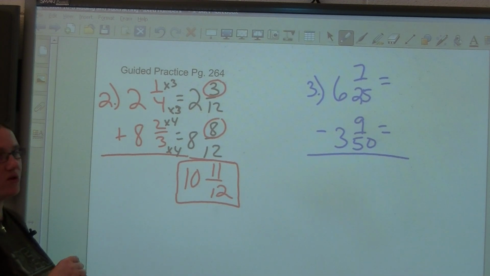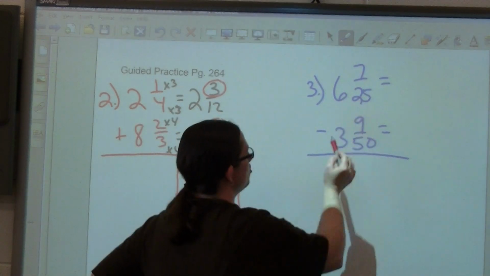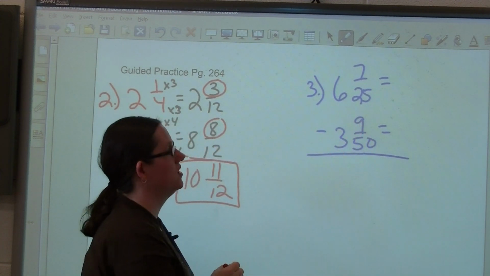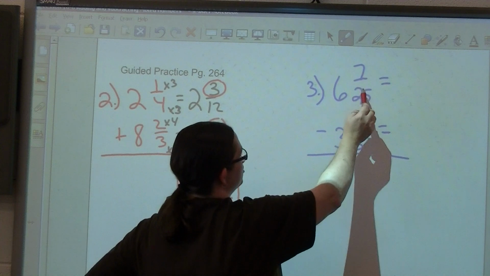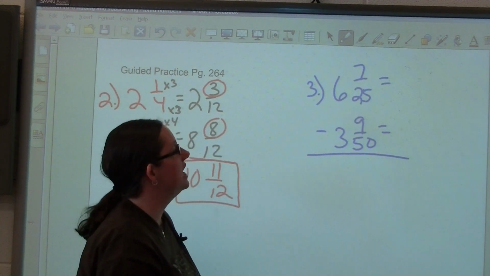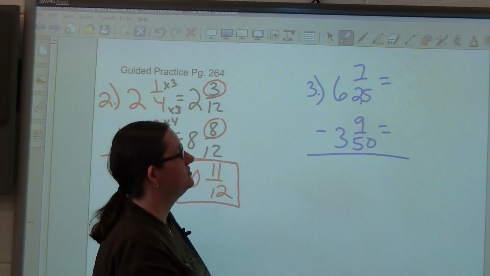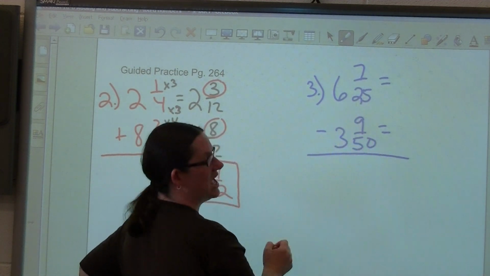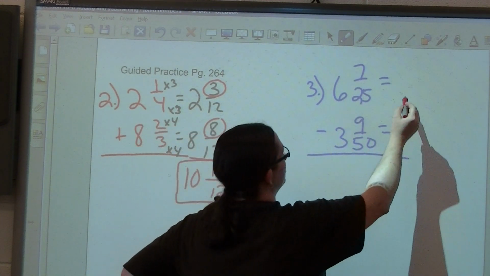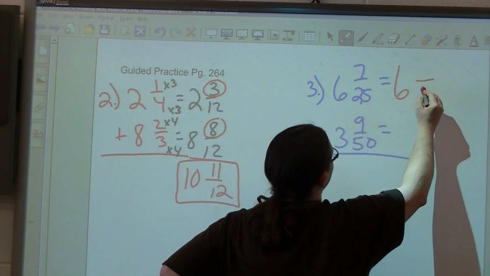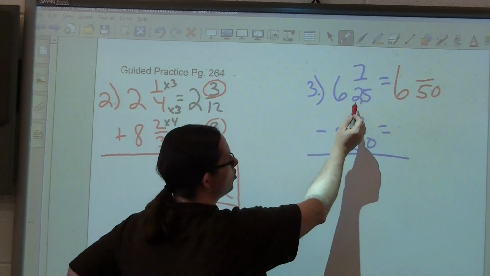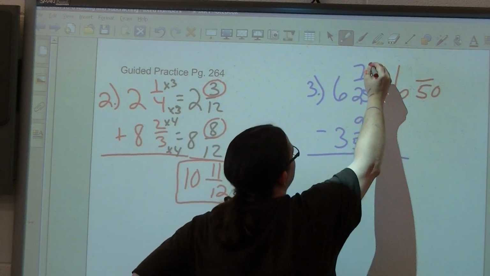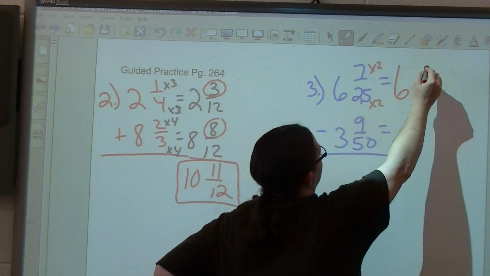All right, let's try number 3. 6 7/25ths. Take away 3 9/50ths. Can we subtract 7/25ths from 9/50ths? Not at this point. We need a common what? Denominator. Good. What is the LCD between 25 and 50? 50. Good. So we're going to change this to something out of 50. 25 times what gives us 50? 2. Good job. 7 times 2 gives us what?